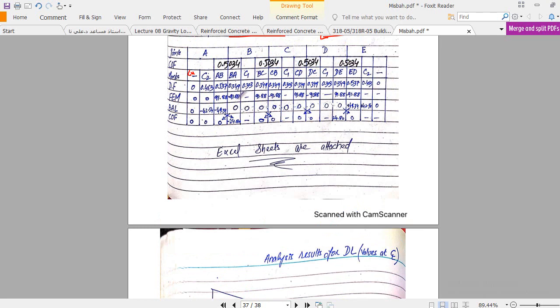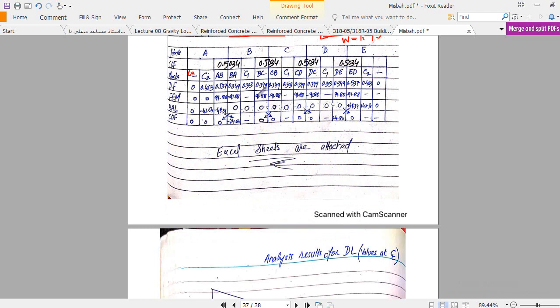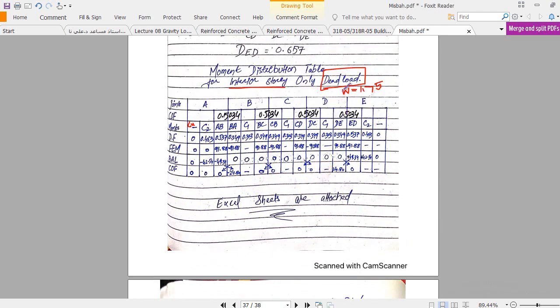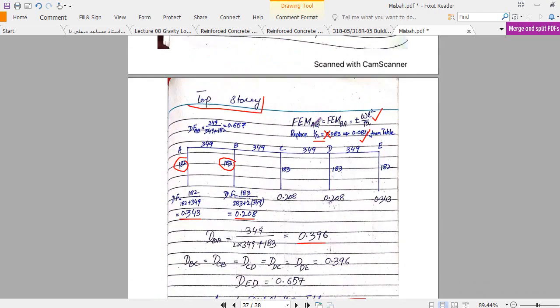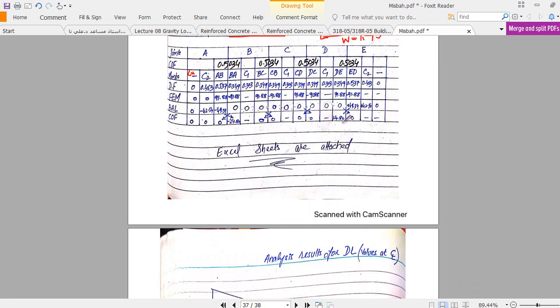That is for the AB span: 0.084 times WU, that is 1.75 WU. Okay, here for dead load. So dead load is how much? Dead load is 1.75 kip per feet, I think. So times L square, you just plug in the value and you get the answer. Here I did it with this 0.084 WU L square. Clear?